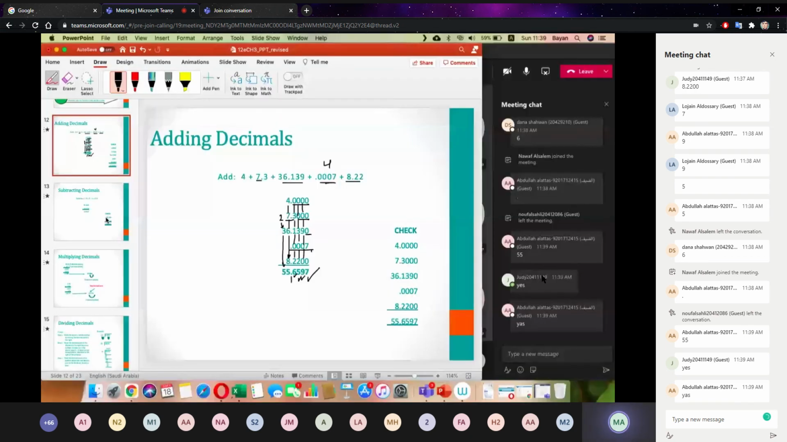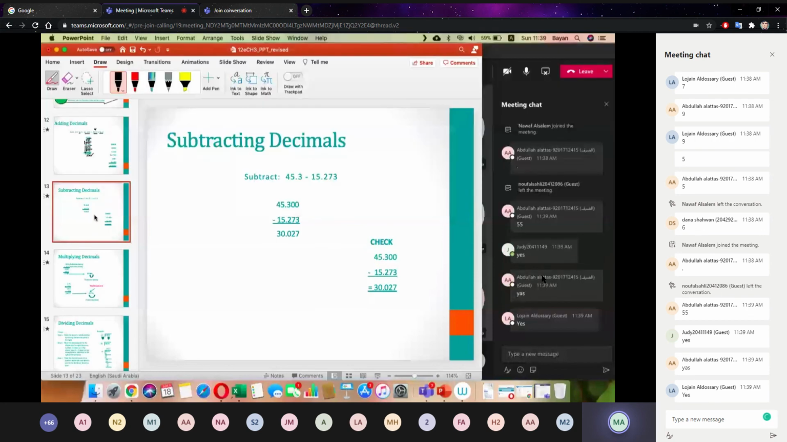Okay, here we're gonna subtract 45.3 minus 15.273. Here we have 3 values on the right. So we're gonna add 2 zeros here. 45.3 with 2 zeros minus 15.273. Now subtract 0 minus 3.